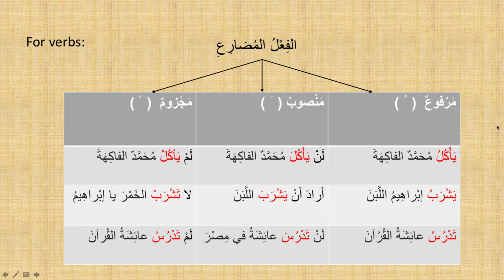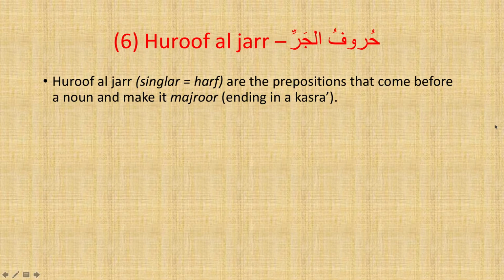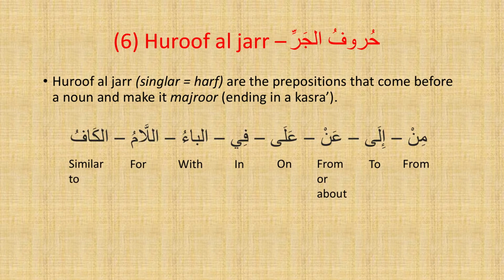So moving on to huruf al-jar. حروف الجر, like we mentioned, the word حروف is the plural of حرف. So حروف الجر are prepositions that come before a noun and make it مجرور. So if a حرف جر comes before a noun, it makes the noun that comes after it مجرور. So it makes it end in a كسرة.